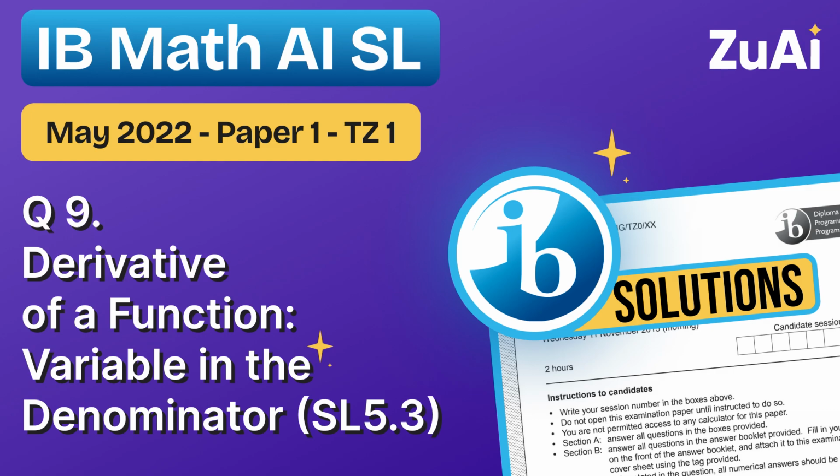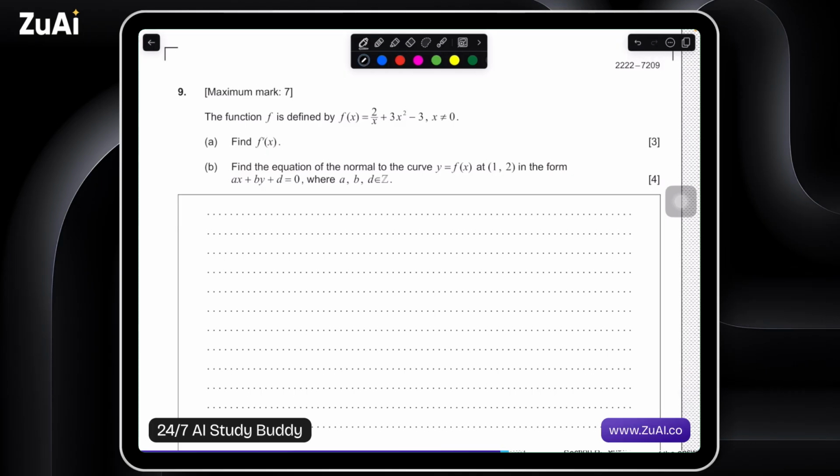So I think this is actually quite a challenging paper. Question number 9, 7-mark question. The function f is defined by f of x is equal to 2 over x plus 3x squared minus 3, where x cannot be equal to 0.